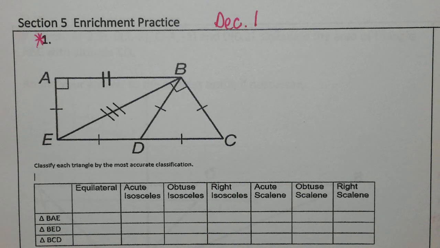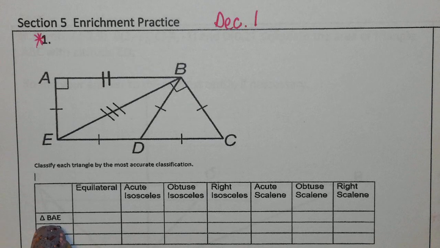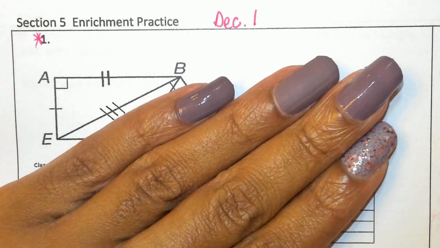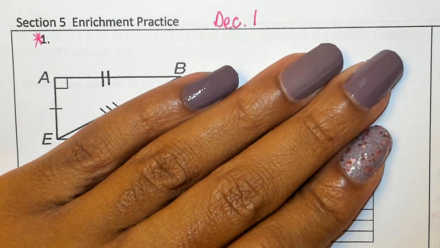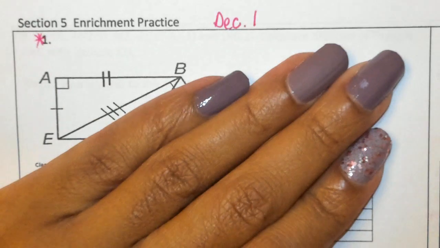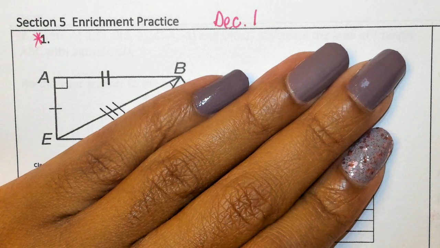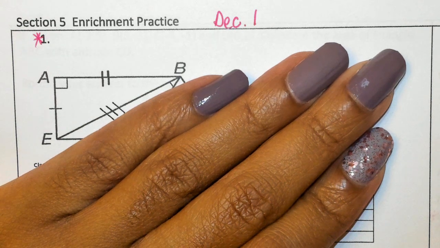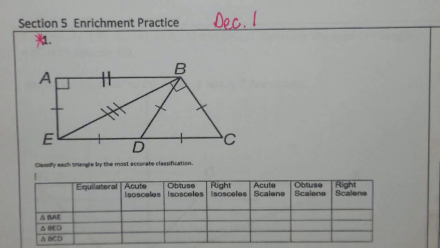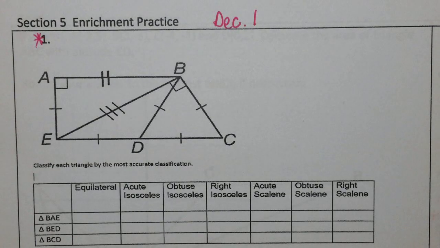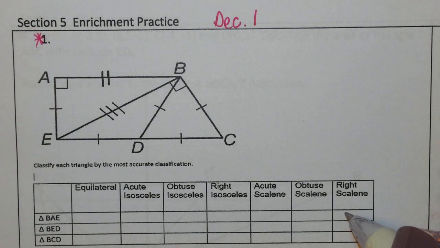So starting with number 1, we want to look at triangle BAE, and we trace BAE, and I'm just going to cover it up so we can see BAE. And when we look at that, we can see that it is indeed a right triangle. And we can also see that there are 3 different markings, therefore giving it all 3 sides a different measurement. So therefore we know that there's going to be a right triangle, and it is also going to be scaling. So this will be a right scaling triangle for triangle BAE.